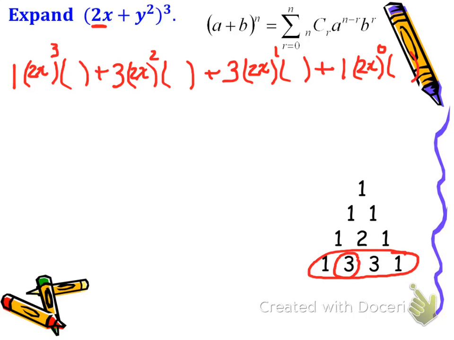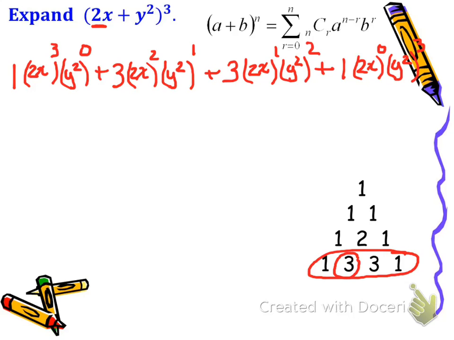Let's come back and do the same thing with B. The B term is the y squared term. Remember, in the first term, we start low with the B term. We start at the 0 power, our lower limit, and we raise it 1 degree each time. So in the next term, our B term, which is y squared, would be raised to the 1st power. Then it's y squared raised to the 2nd power. And then in the last term, y squared raised to the 3rd power.